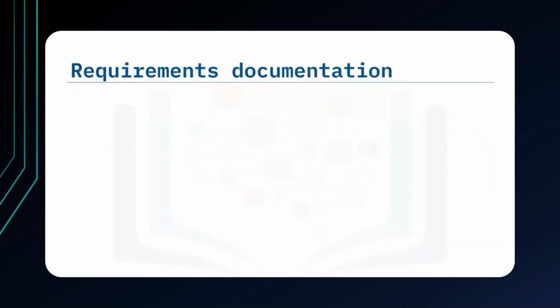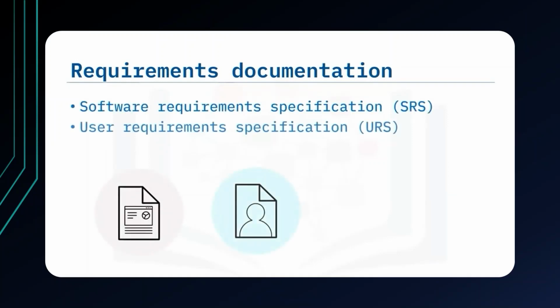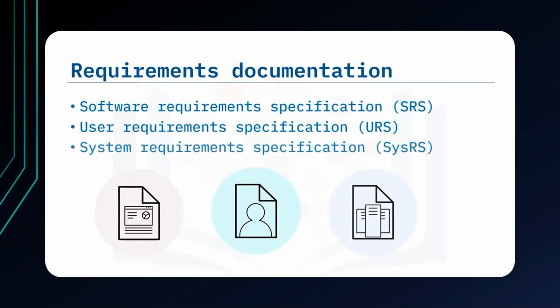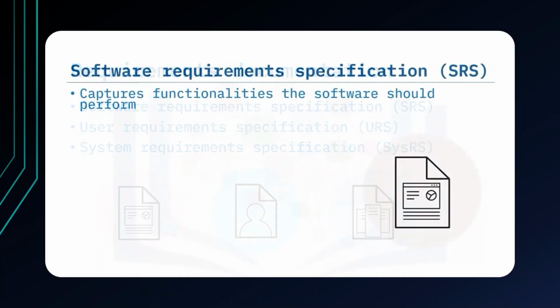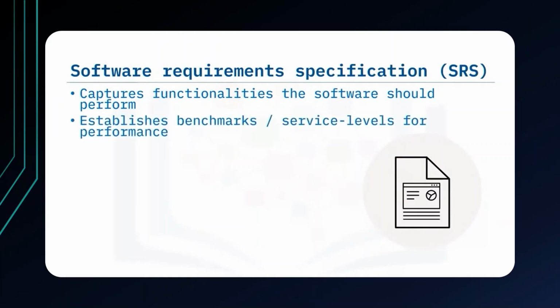Typically, there may be 3 documents that result from the requirement gathering process: software requirement specification or SRS, user requirement specification or URS, and the system requirement specification or SysRS. The most common of these is the software requirement specification. The SRS is a document that captures the functionality that the software should perform and also establishes benchmarks or service levels for its performance.